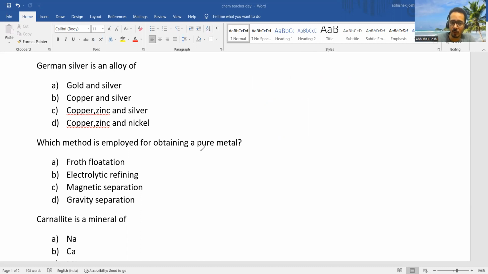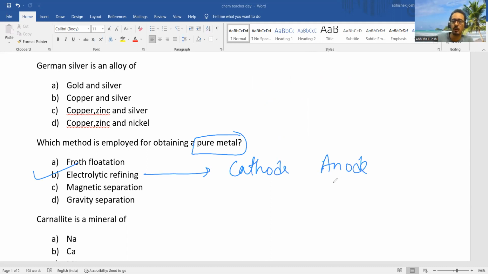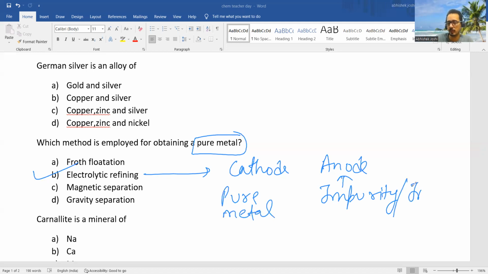Which method is employed for obtaining a pure metal? Froth flotation, electrolytic refining, magnetic separation, or gravity separation? So guys, the correct answer would be electrolytic refining. Here what happens is, there are two ends, cathode and anode, and all the impurity gets attached to the anode, and at the cathode we are getting pure metal. Fine. Now we can move ahead.